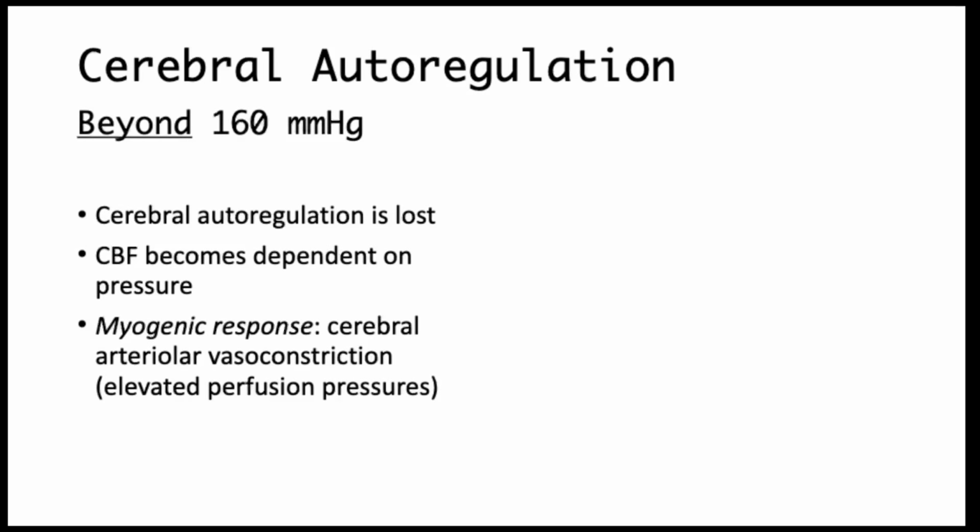So beyond 160 millimeters of mercury, cerebral autoregulation is lost, and cerebral blood flow becomes dependent on pressure. And in this instance, the myogenic response will help to protect the brain by causing vasoconstriction in response to this very, very high pressure and flow.